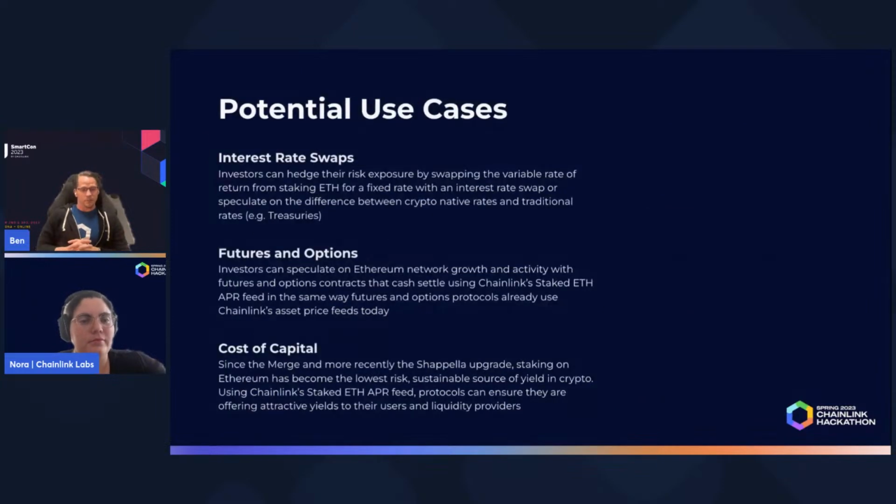As far as the potential use cases and applications of this, one of the most obvious ones, I think, are interest rate swaps. You could use the ETH Staking APR feed to swap the variable rate of return from staking ETH for a more predictable fixed rate of return. This is a very common interest rate hedge strategy in traditional finance.